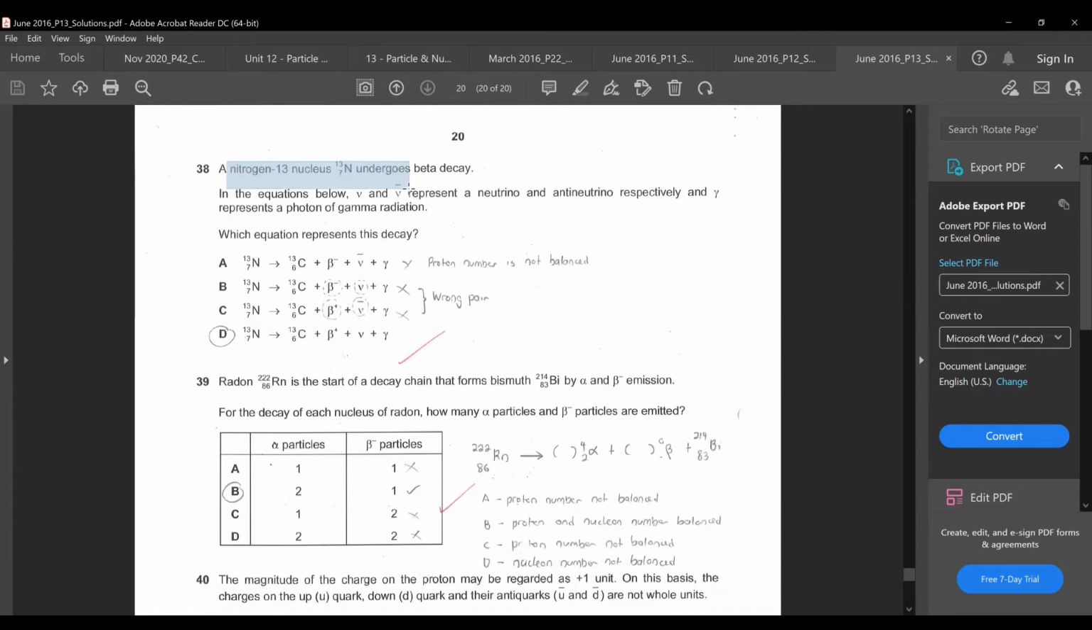Now you have a nitrogen 13, 13-7 nucleus that undergoes beta decay. In the equations below, ν and ν-bar represent a neutrino and antineutrino respectively, and gamma represents a photon of gamma radiation. Which equation represents this decay? Okay, so they tell you beta decay here. The beta decay can be beta plus or beta minus. They never told you whether it's beta plus or beta minus. They just say it's beta decay. So it could have been either one. So they want you to find out which one represents this decay.